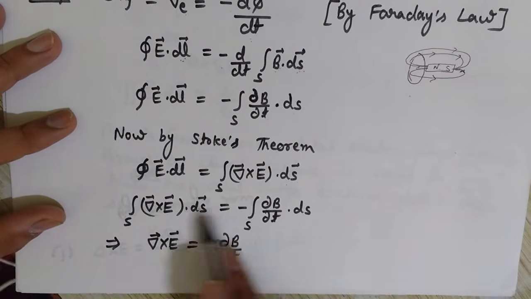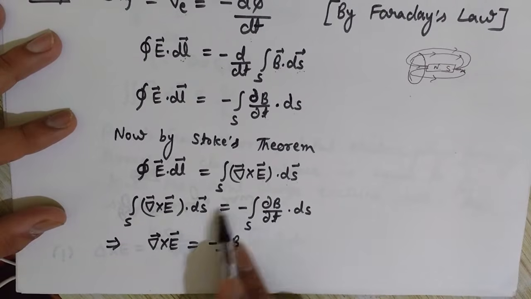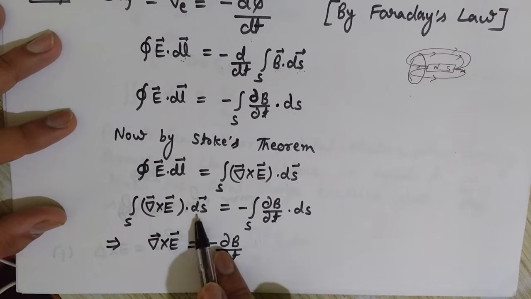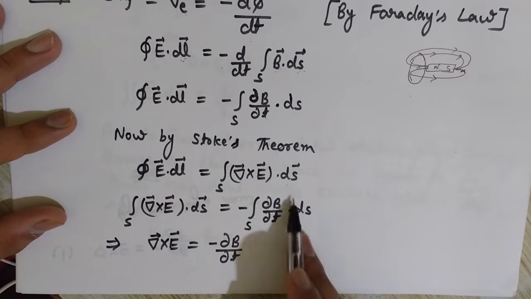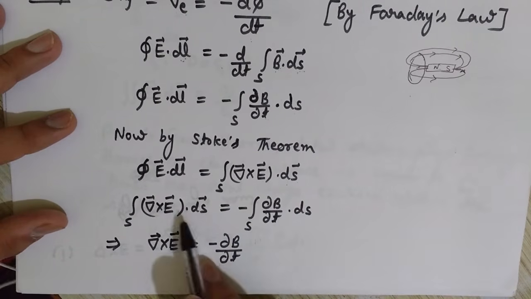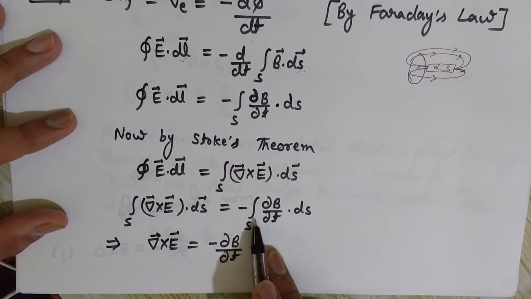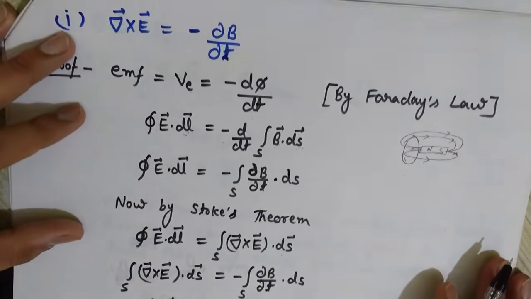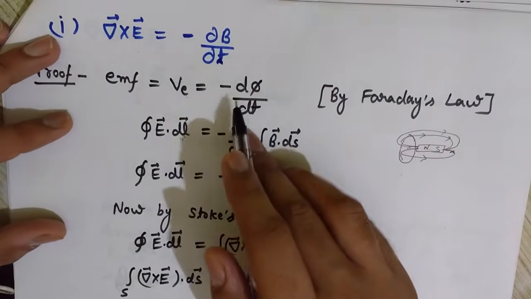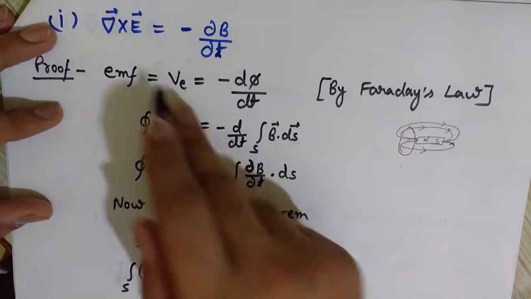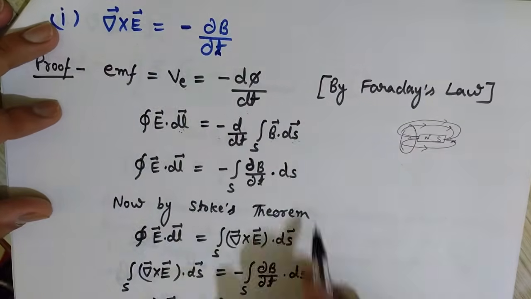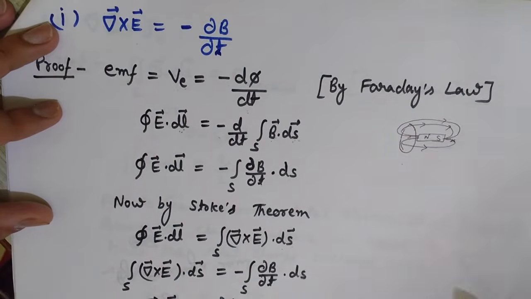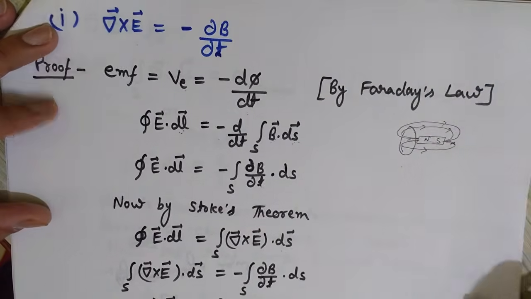Now by comparing both of these sides, look at this, since these both are equal and both are the surface integrals, so by comparison you can easily understand that curl of E is equal to minus del B by del t. So this is what I wanted to prove, that curl of E equals minus del B by del t. This is Maxwell's first equation, you can say. So this was the proof. It is based on Faraday's law.